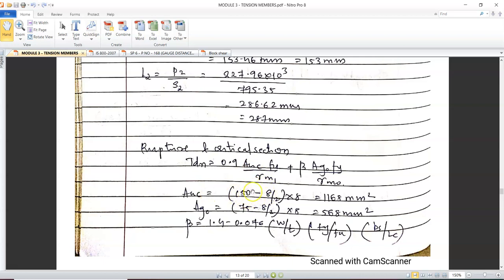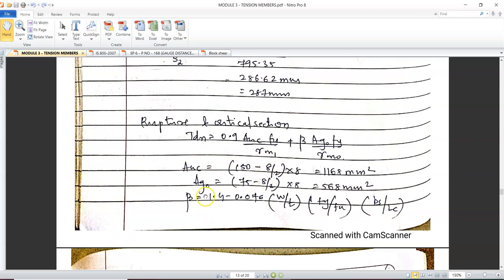A and C, the net area of the connected leg will be simply 150 minus half of the thickness, into 8. We are not deducting any bolt holes. So the net area of the connected leg will remain the same as the gross area of the connected leg. Now coming to beta, write down the formula.